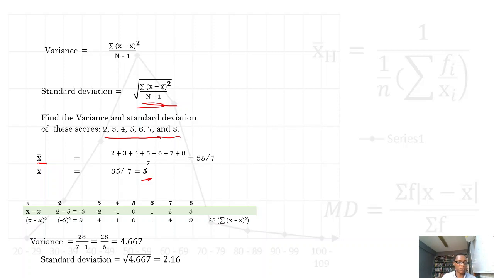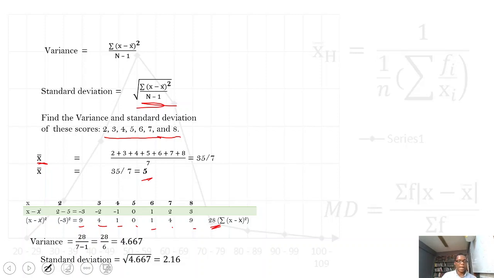I'll also need to now square all these values. So if I say minus 3 raised to power 2, that gives me 9. Minus 2 raised to power 2 gives me 4. Minus 1 raised to power 2 gives me 1, and so on. At the end, I will add up all these values, that is 9 plus 4 plus 1 plus 0 plus 1 plus 4 plus 9. That gives me 28 there.